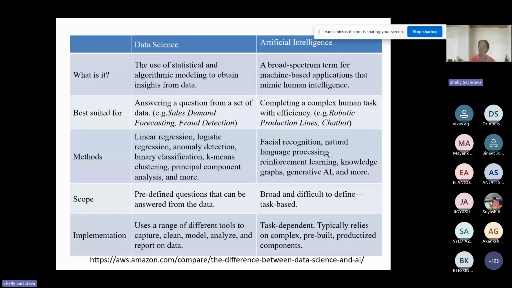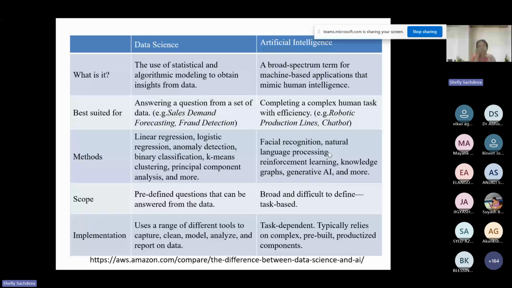Another example is a chatbot. It tries to answer you as if a human is answering at the back end. For example, HDFC has a chatbot named EVA, which gives you answers as a human usually would. But in data science, you usually answer a question from a set of data, for example sales demand forecasting or fraud detection. From these applications, you might be able to differentiate between data science and artificial intelligence.